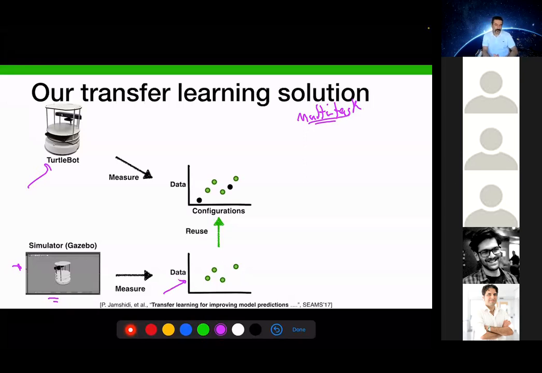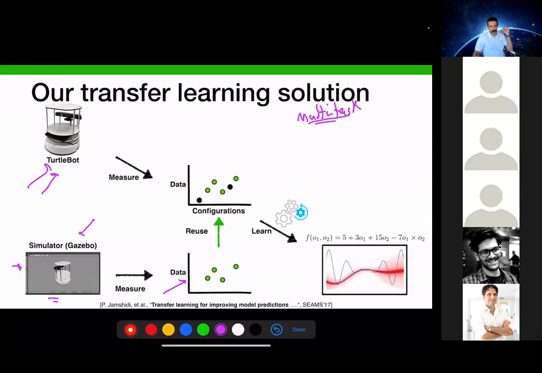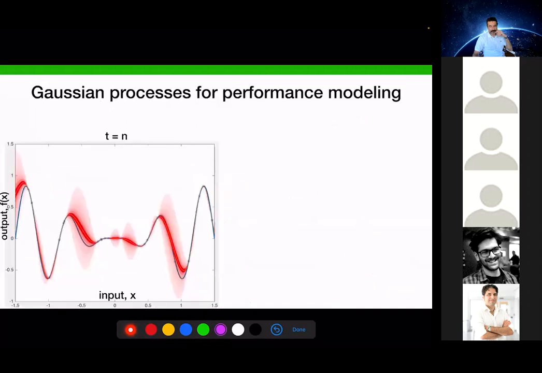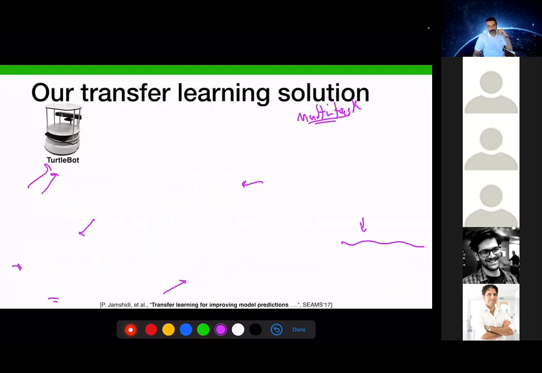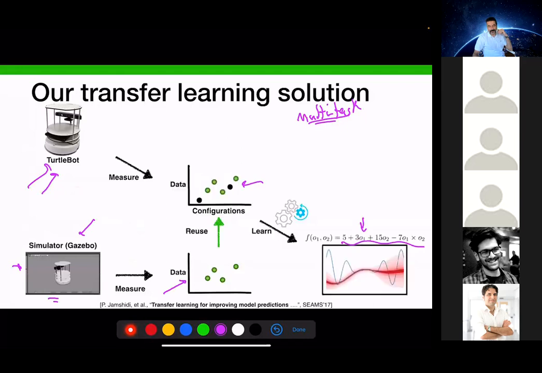For the robotic setting, we actually did that, and we collected some data from Gazebo. We did some multitask learning. We then exploited both source and target to learn a performance model for the system, and then we used this performance model for some down-the-line analysis, specifically for optimizing, for example, the best configuration of the system.